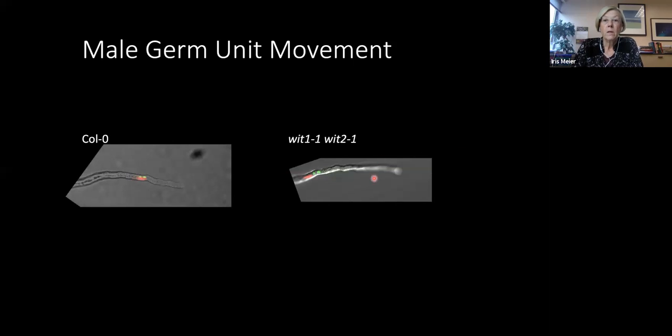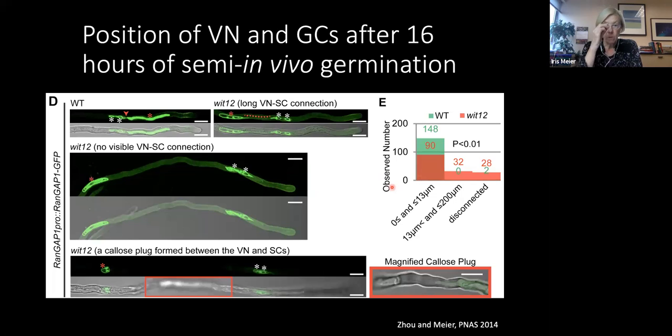And this is comparing this now in a short movie, so you can see the normal trafficking pattern here in wild type. On the left, the unit is crawling along, and then if you pay attention here on the right, you'll see how the distance between the germ cells and the vegetative nucleus is already stretching out in this brief movie. So when we looked at later stages, now we're looking at 16 hours of semi-in vivo germination.